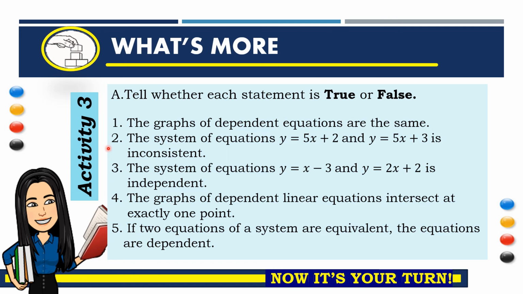Number 2, the system of equations y is equal to 5x plus 2 and y is equal to 5x plus 3 is inconsistent. Number 3, the system of equations y is equal to x minus 3 and y is equal to 2x plus 2 is independent. Number 4, the graphs of dependent linear equations intersect at exactly one point. And number 5, if two equations of a system are equivalent, the equations are dependent.